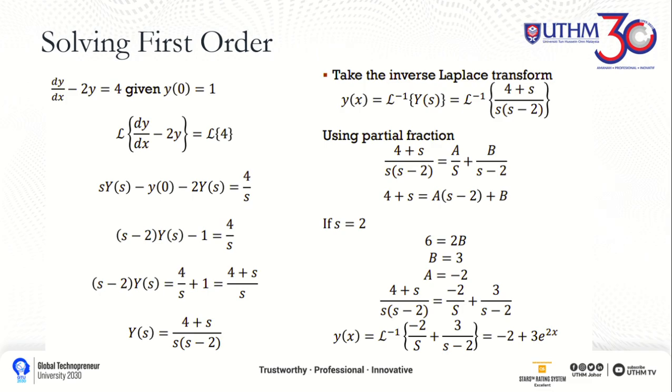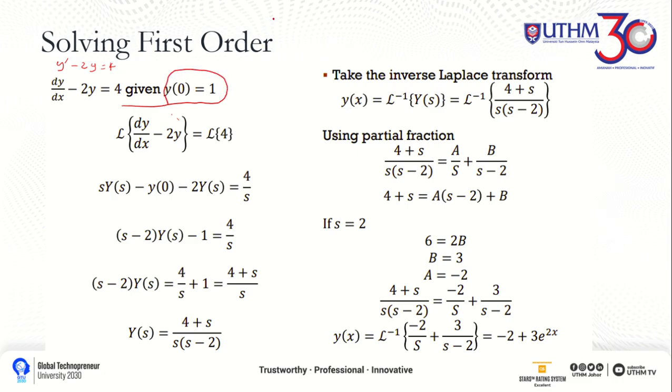Okay, let's say this is our first order equation. The equation is y prime minus 2y equal to 4. So this one we try to solve as a first order differential equation, because you can see that this is y prime. Then they will give you y(0) equal to 1.